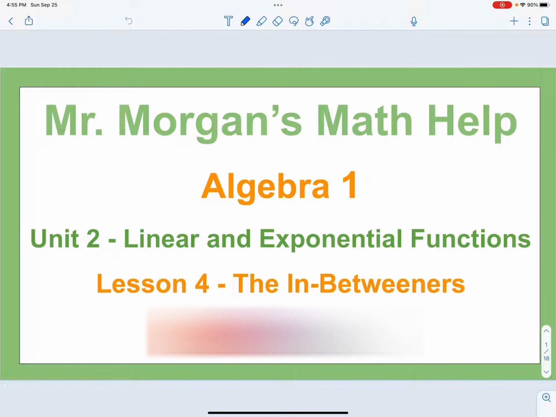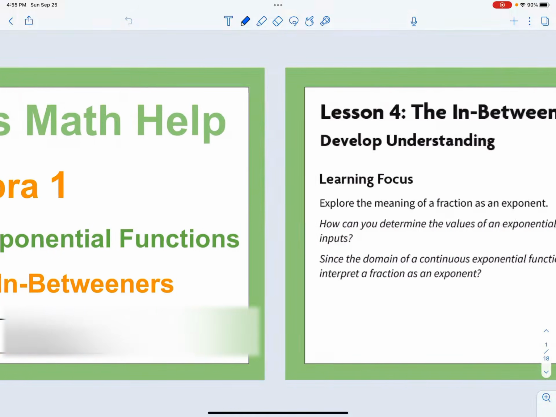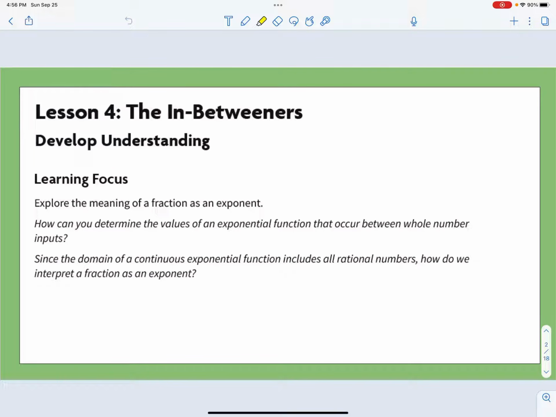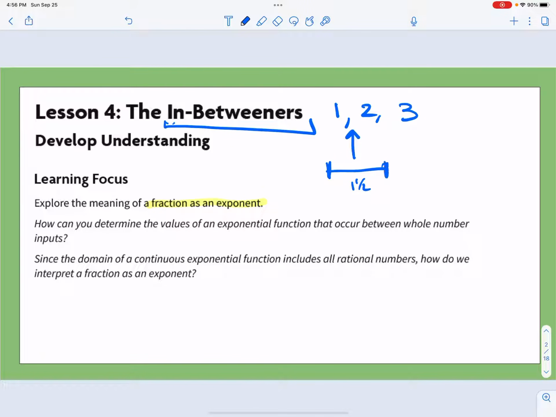It's called the Inbetweeners. Today's lesson was really supposed to be about looking at the meaning of a fraction as an exponent. The reason it's called the Inbetweeners is we've so far been talking about whole numbers, 1, 2, 3, and the question is what happens in between those intervals, between 1 and 2? You're going to have a 1.5 and things like that. But we can also talk about values that happen between those spaces. And sometimes we look at a fraction. A fraction can actually be an exponent.